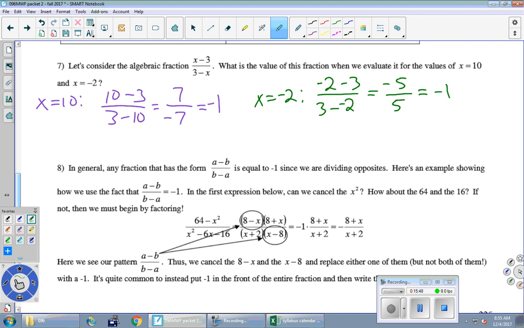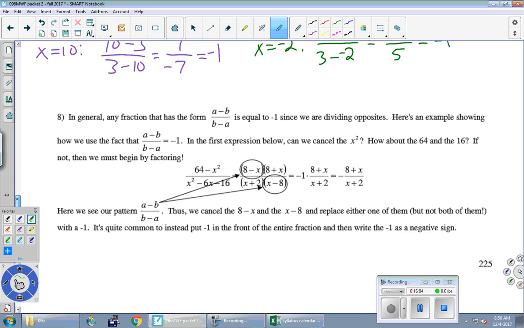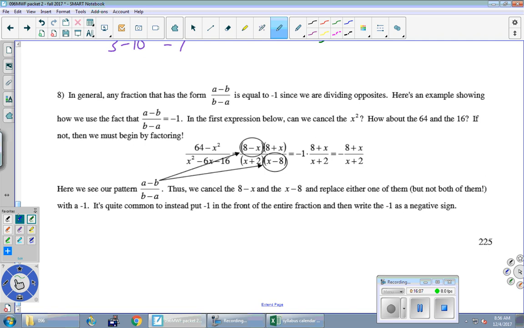And so this is a brand new pattern for us to be on the lookout for. Would you rather deal with x minus 3 over 3 minus x or -1? I'd rather deal with -1. And so anytime we see that pattern, we cancel, but we got to put a -1 in its place. So here's our observation. Any fraction of the form a minus b over b minus a is equal to -1, like x minus 3 over 3 minus x.